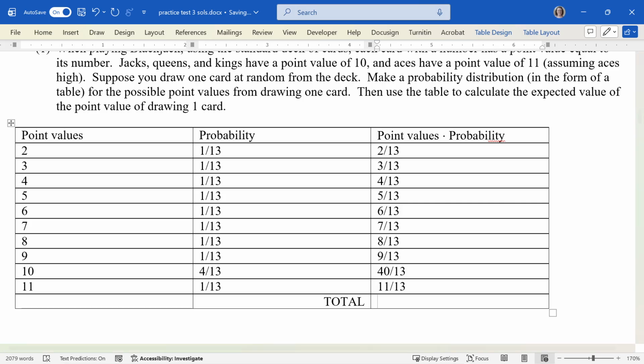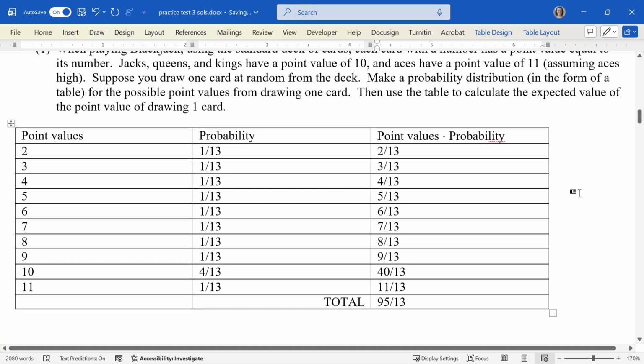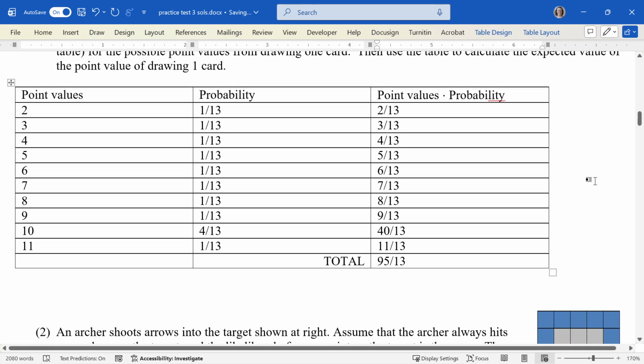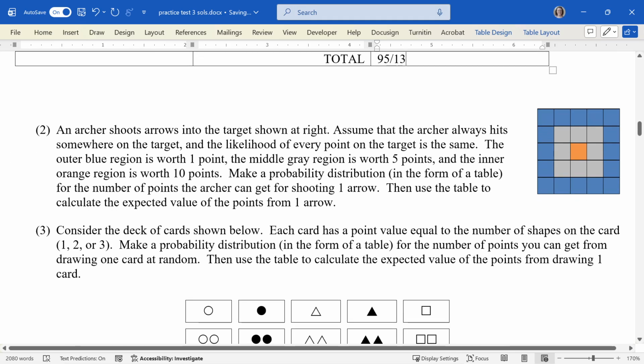So we're doing 2 plus 3 plus 4 plus... Okay, so I got 95 on my calculator, and then that is over 13. I don't think that simplifies, but I don't really care if it does. For my purposes, you don't need to simplify things like that. Okay, so that is it for that one. And let's look at the next one.